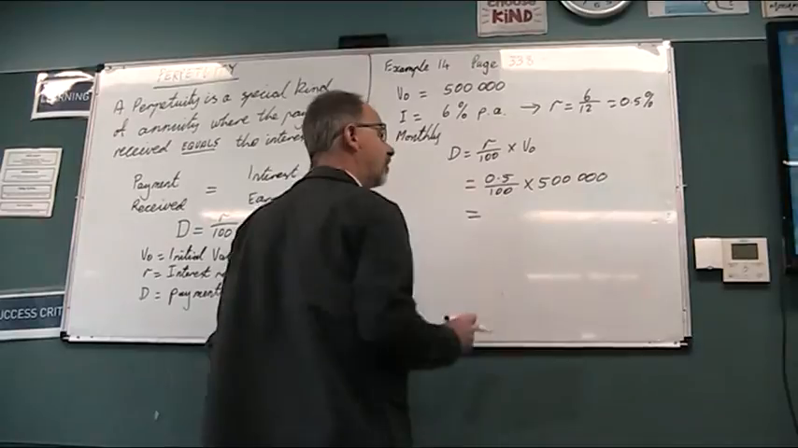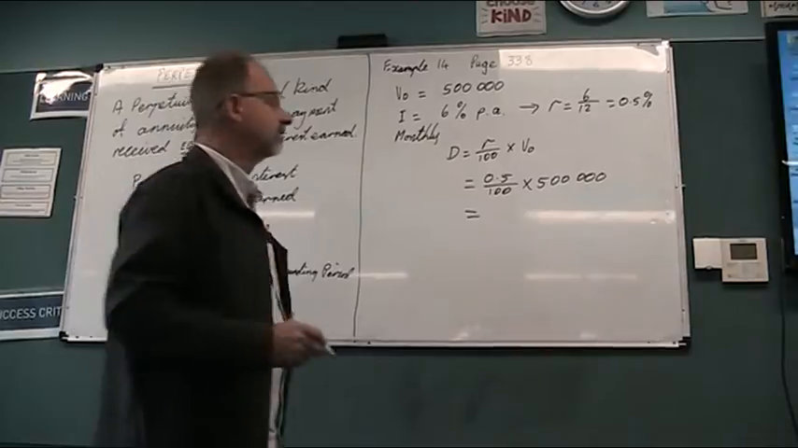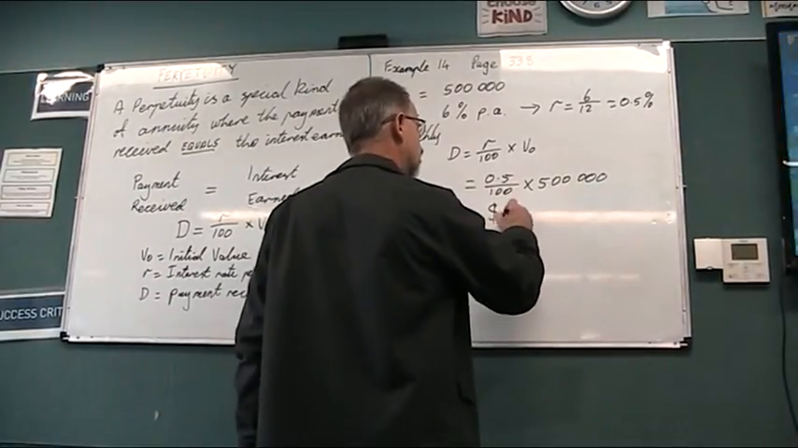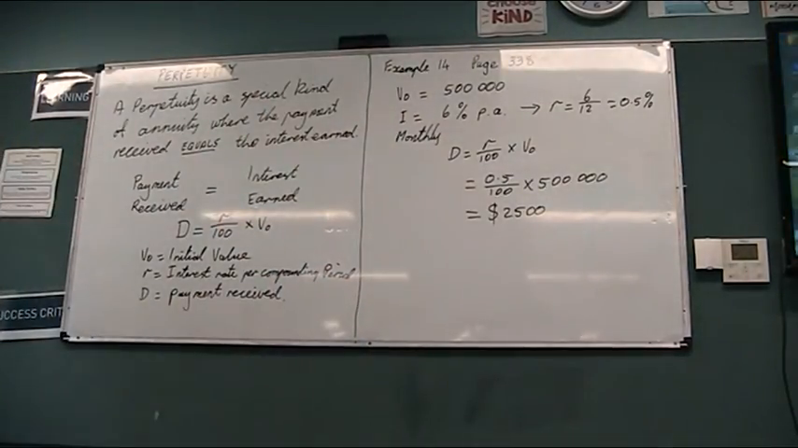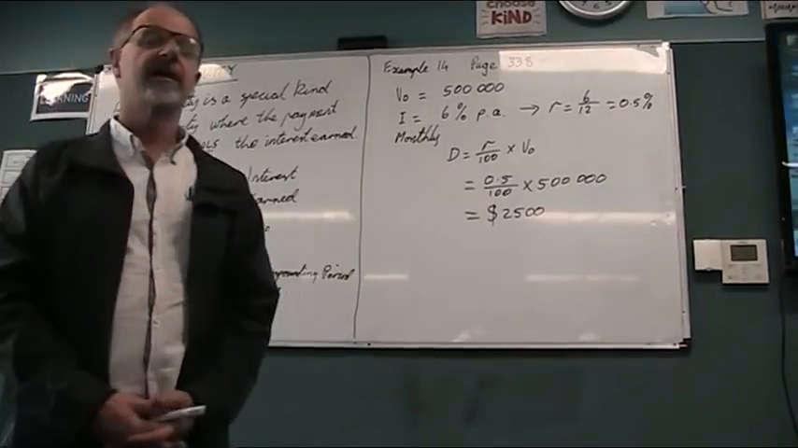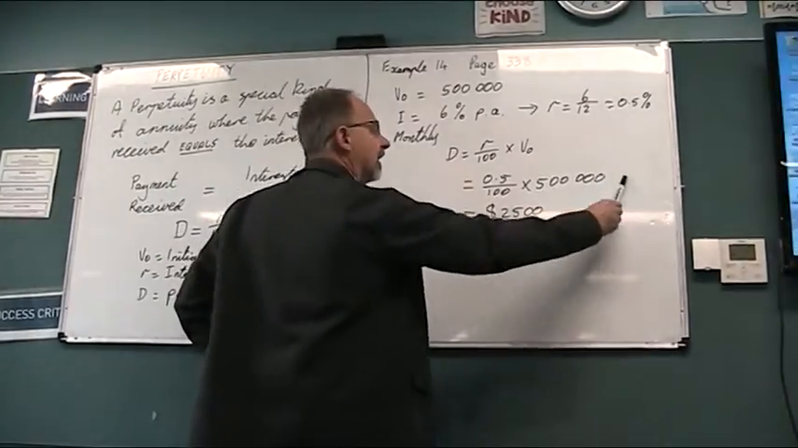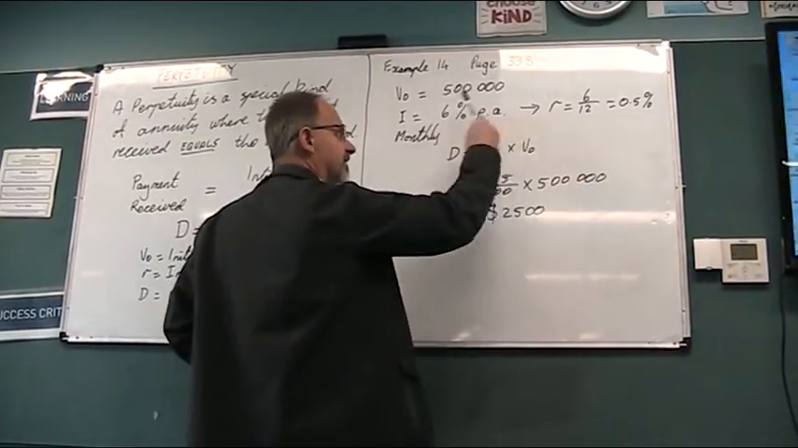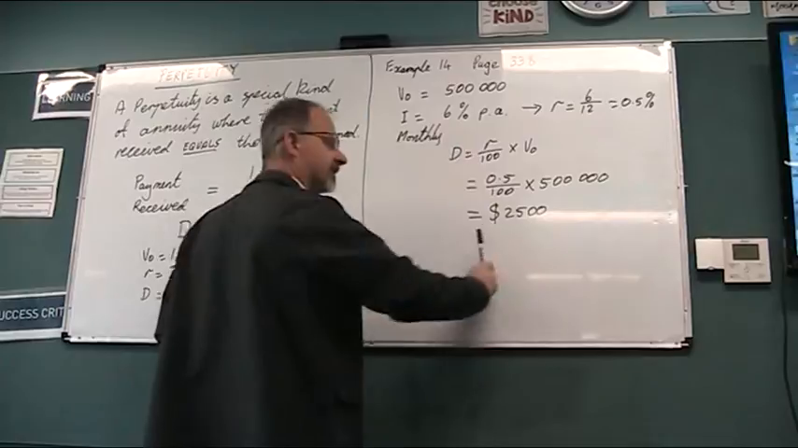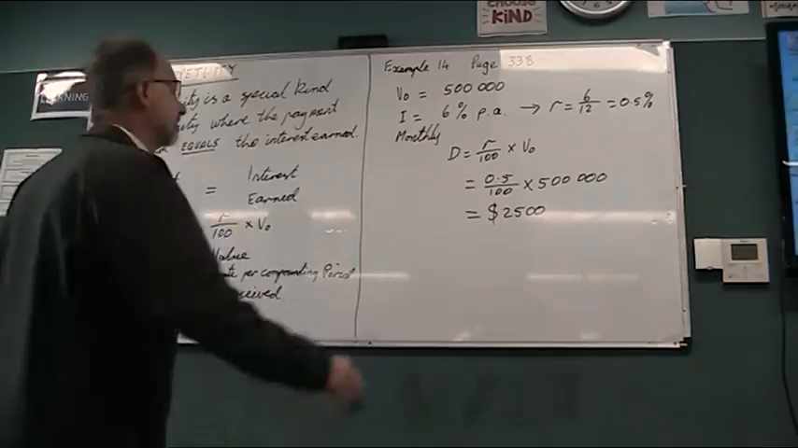and we get an answer of 2,500. So on that investment, Elizabeth would receive $2,500 each month, and her initial $500,000 that she put in would stay there. So provided the interest rate doesn't change, this is what she's going to earn each month in her payment to live off.